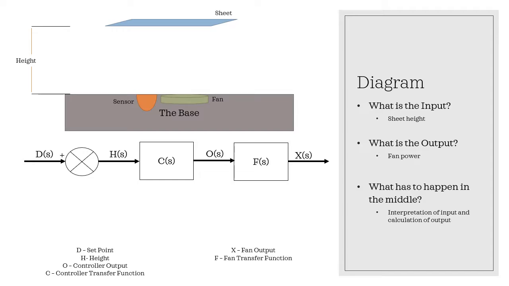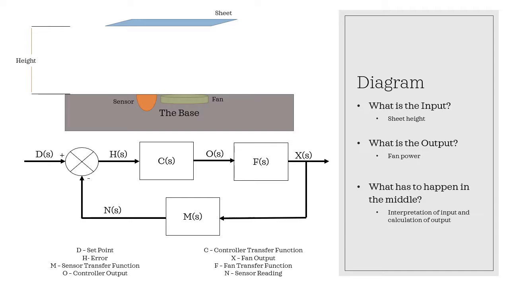And then that controller is going to determine the value of output it needs from the input of height. Then it's going to send that output to the fan, and that output is going to control how much power gets sent out. And then you have X, our fan output. And that fan output should then control the height. And that height gets measured by the sensor, M, where N is the sensor reading, and then it's going to connect back to the beginning through a summing point.